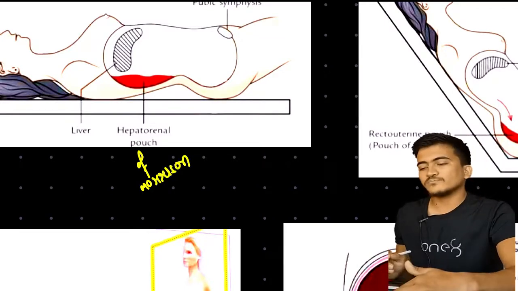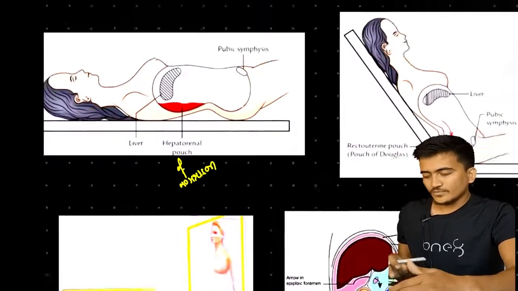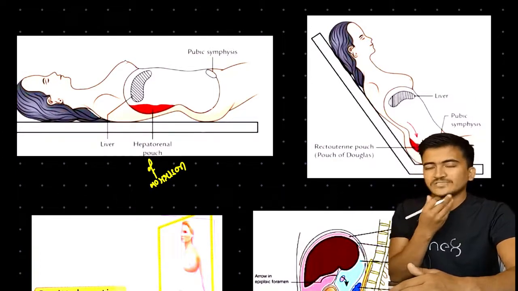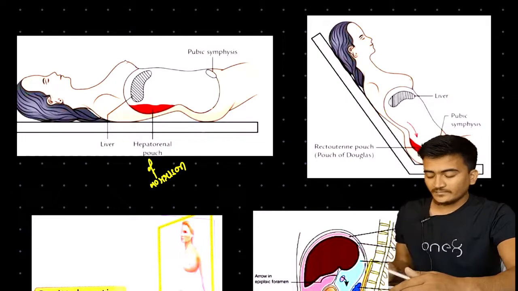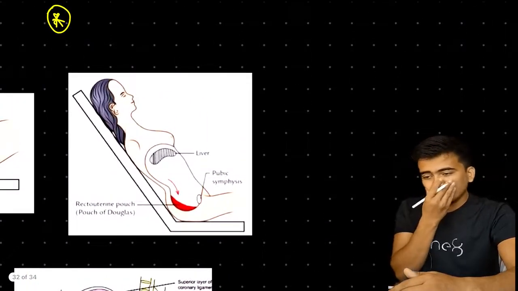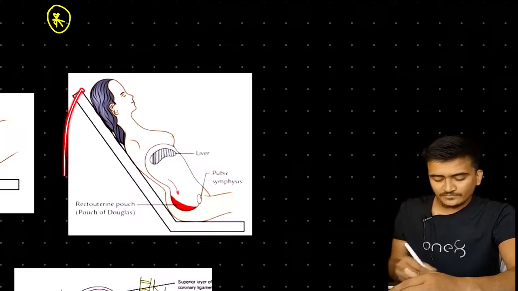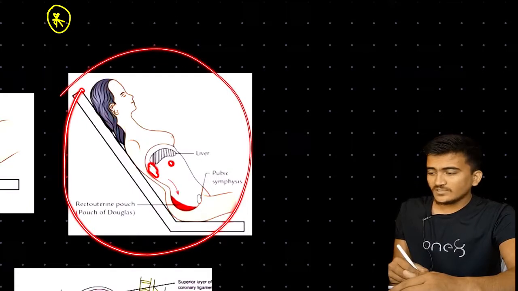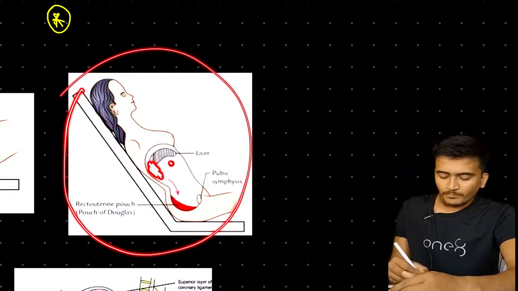Hepatorenal pouch of Morrison. Now, what about when we ask the patient to stand erect? At the time of erect position, what is the most dependent location? From the hepatorenal pouch of Morrison, the pus will move downward and be collected in this region.